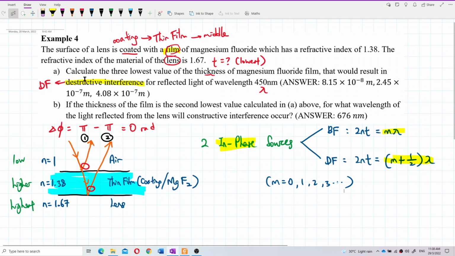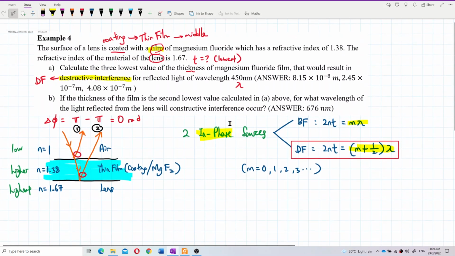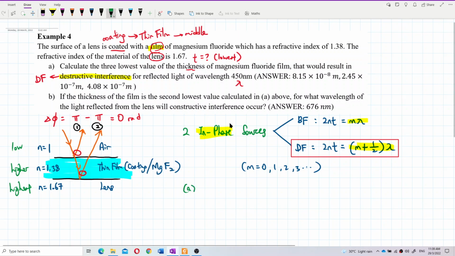So I need to use the dark fringe formula, because it's destructive interference. Destructive interference uses the dark fringe formula. So use this one. Understand? Okay, let us continue. Question A. So we use the dark destructive interference, so it's a dark fringe formula. We're going to use 2nt equal to m plus half lambda.